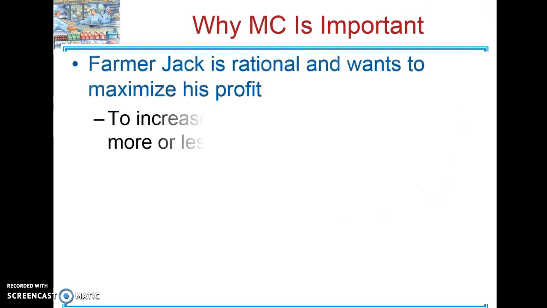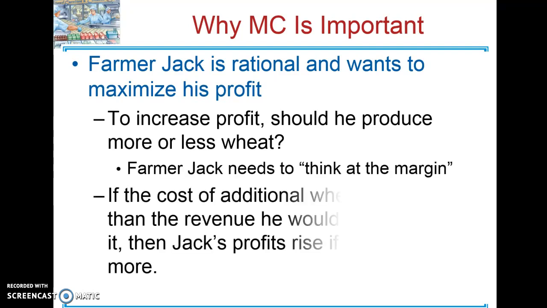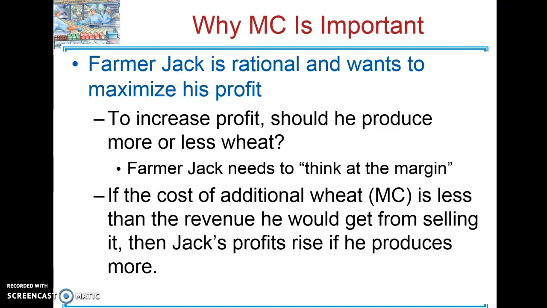Why is marginal cost important? Farmer Jack is rational and he wants to maximize his profit. To maximize or to increase his profit, should he produce more or less wheat? Farmer Jack needs to think at the margin. He needs to consider the cost of additional wheat, the marginal cost. Is that less than the revenue he would get from selling it? Then Jack's profits rise if he produces more wheat.